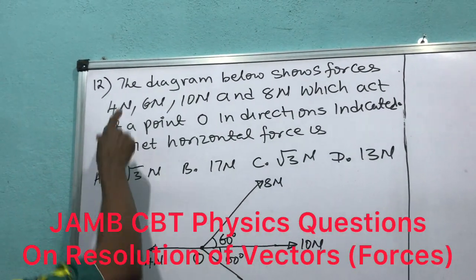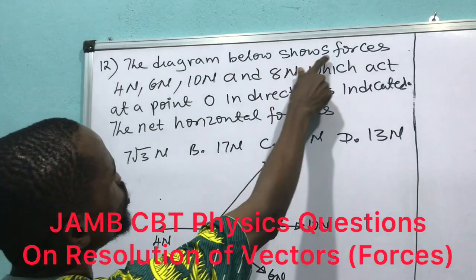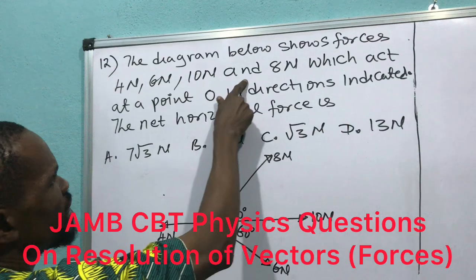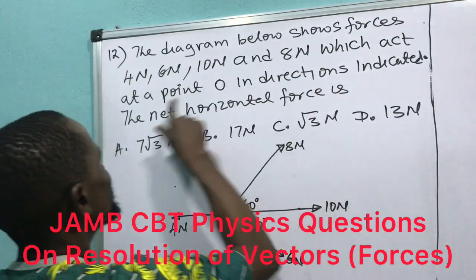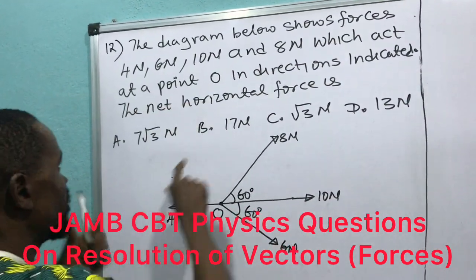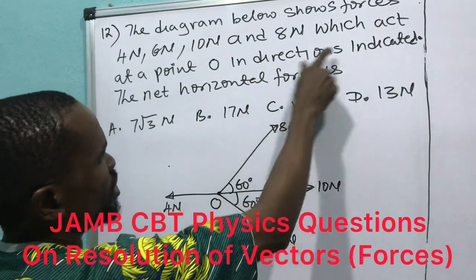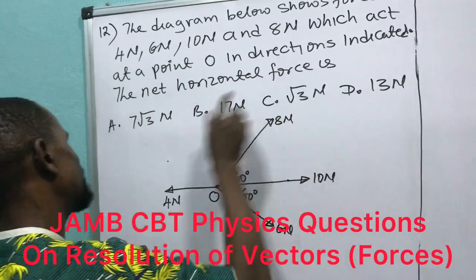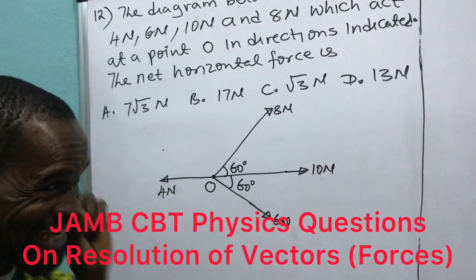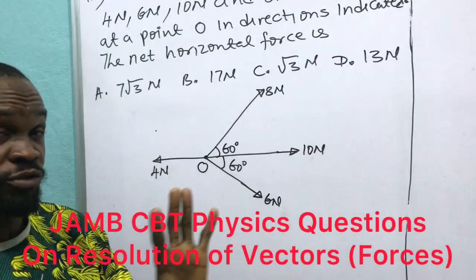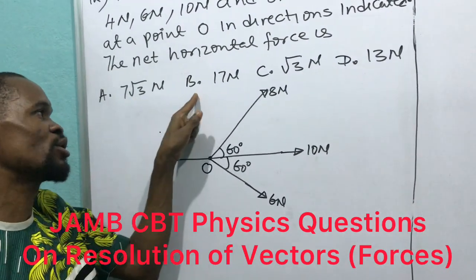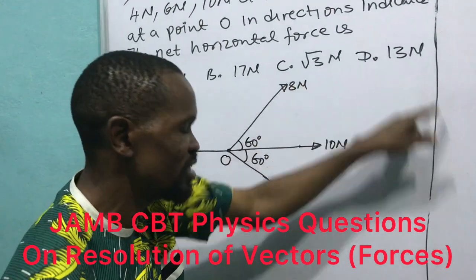The question number 12 said the diagram below shows forces 4 Newton, 6 Newton, 10 Newton, and 8 Newton, which act at a point O in the direction indicated. The net horizontal force is dash. Option A is this, option B is this, option C is this, option D is this.